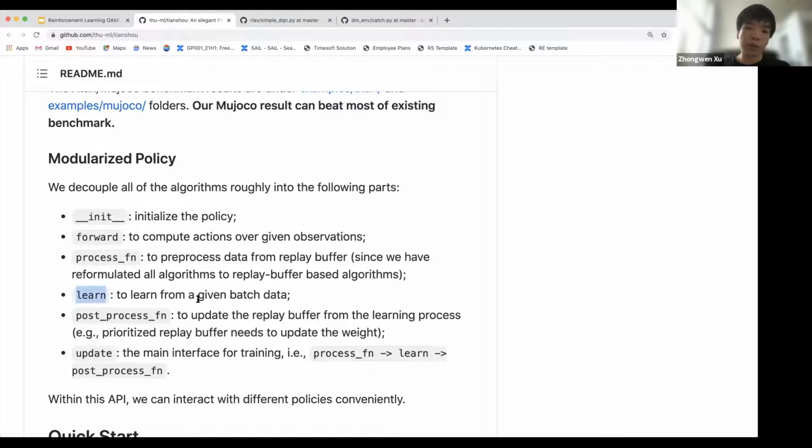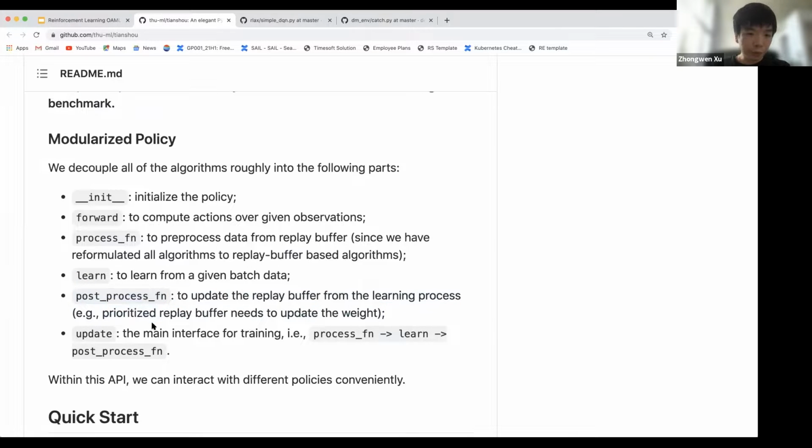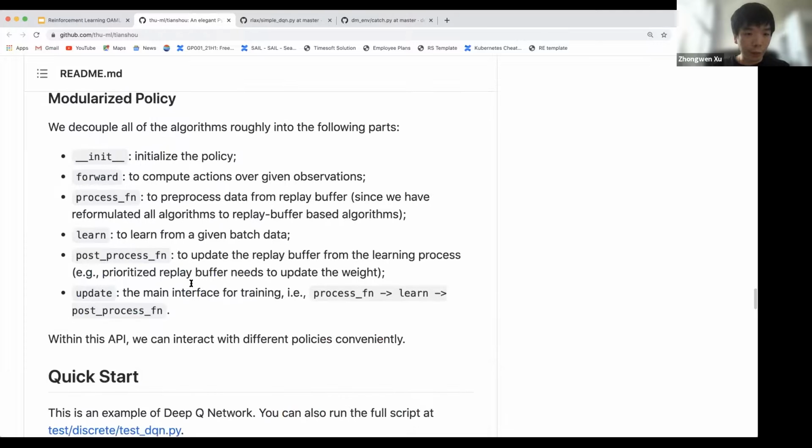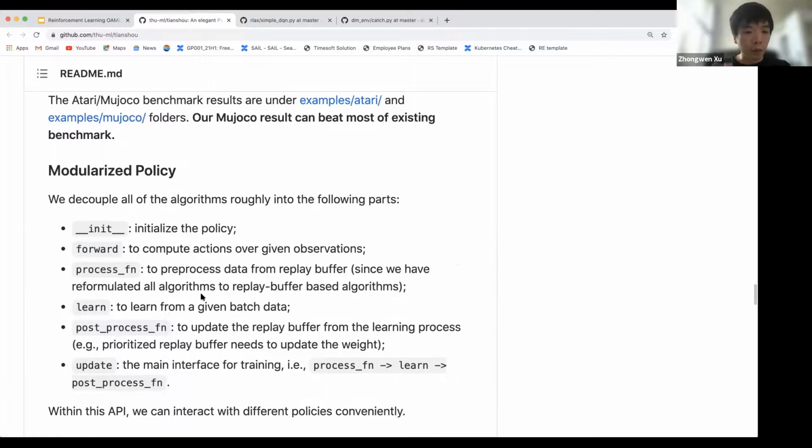And the learn function is just, given a batch of data, as you can see in the simple DQN case, you can learn from the batch of data. Also provide the post-processing. And then the update is the main interface for training the agent. So it goes from the pre-process function, then to the learning, and then to the post-process. Yeah, and I think it's a great example for reinforcement learning beginners to understand how to write code in a very general sense and how to innovate based on some certain family of the reinforcement learning algorithms.